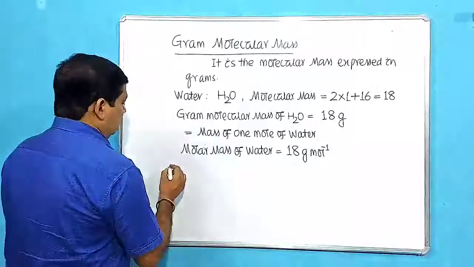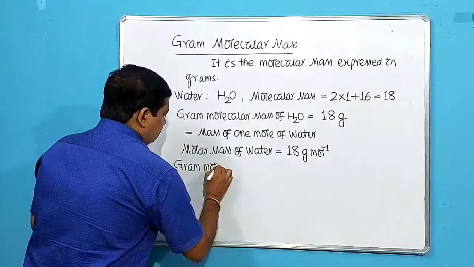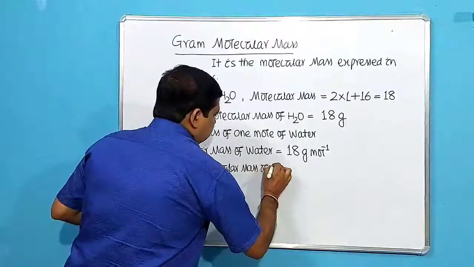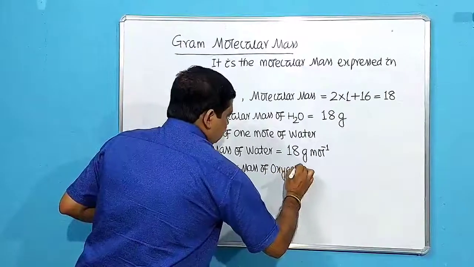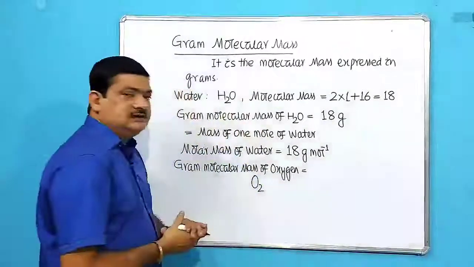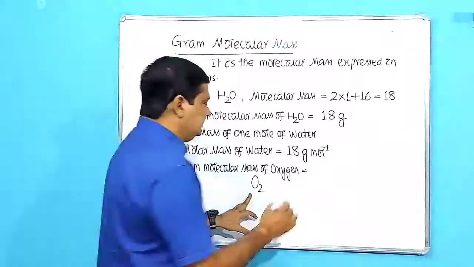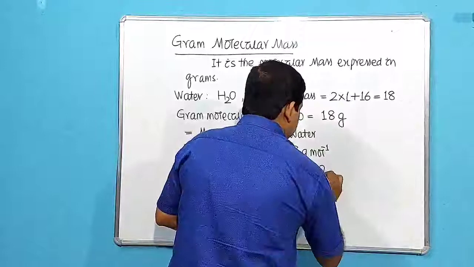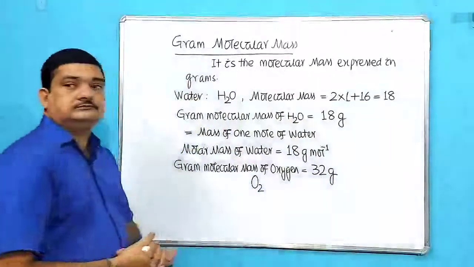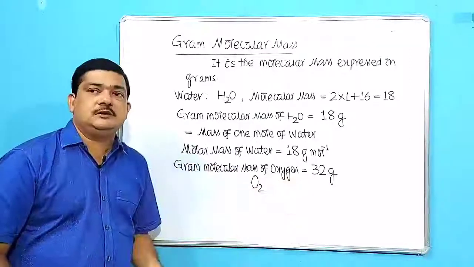Okay. Similarly, what will be the gram molecular mass of oxygen? You know, the oxygen molecule formula is O2. It is a diatomic molecule. What is the molecular mass? 2 into 16, that means 32. So 32 is the molecular mass of oxygen. So what is gram molecular mass? 32 gram. So if we take 1 mole of oxygen, then its mass will be 32 gram.